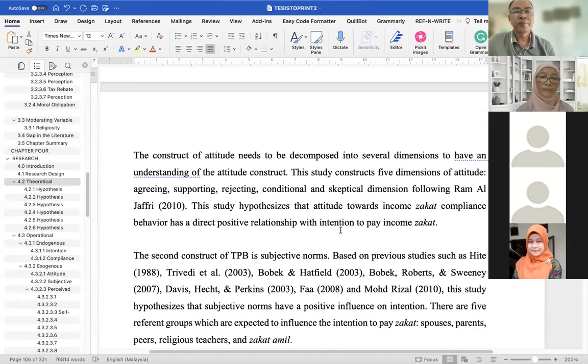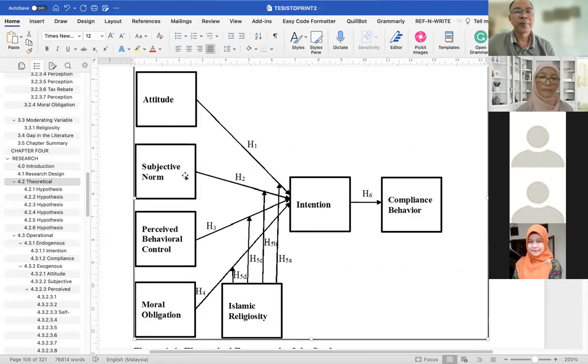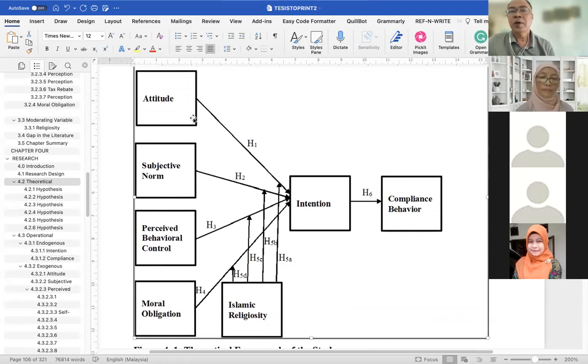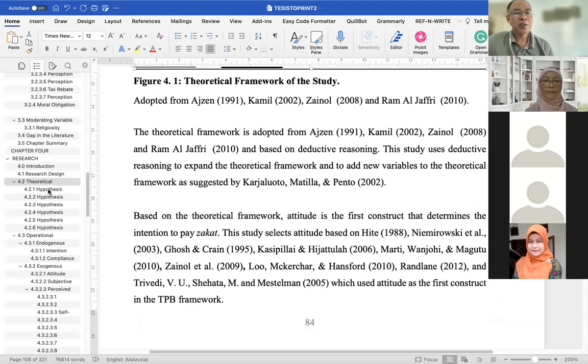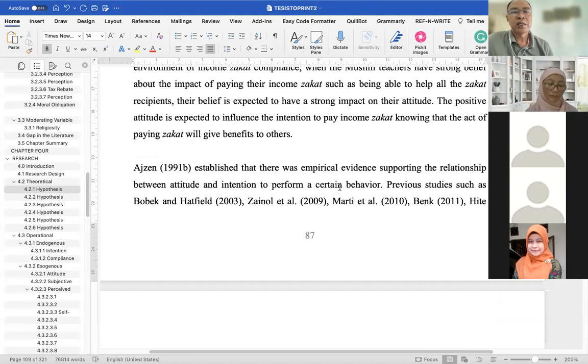And then you explain about the attitude, right? The second is subjective norm here. Okay, why is subjective norm included? So you need to justify why you include all these variables, all the IVs, the mediating variable, the moderating variable, and the compliance. After that, you need to develop hypotheses. Okay, so for the first variable, you have attitude, right? So you need to develop a hypothesis.